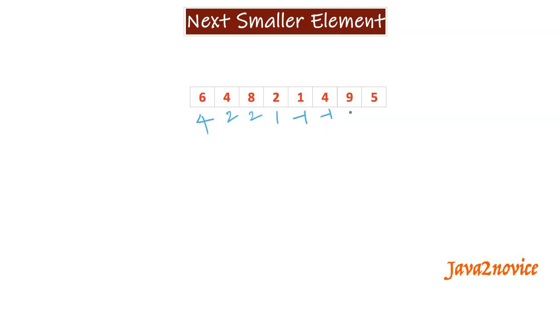For 9, it is 5. 5 is at the end. There are no further elements, so we will consider -1 here also. So these are the expected answers for each element.